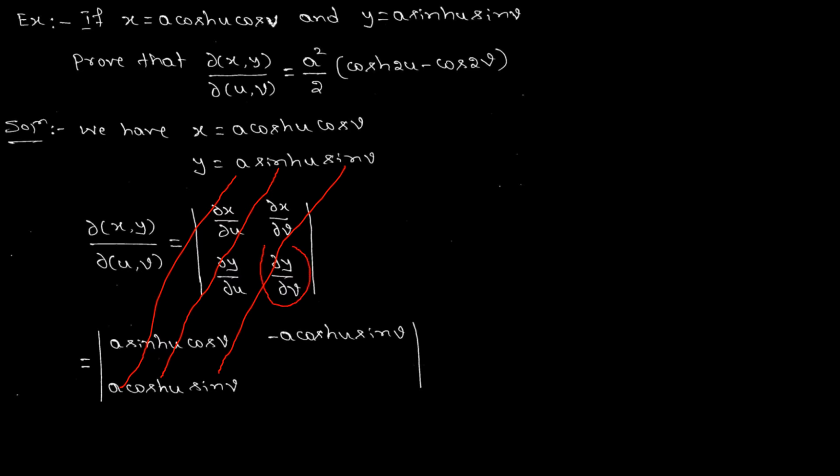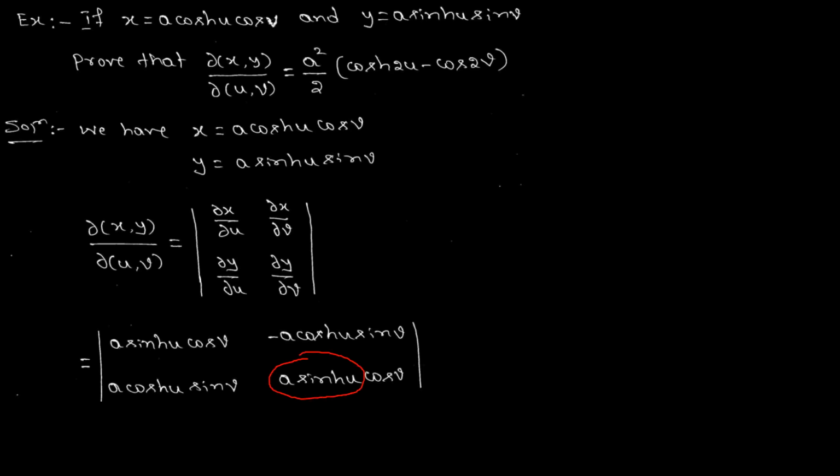Now we will differentiate y with respect to v partially. When we differentiate y with respect to v partially, a into sinh u will be taken as constant. Yes, we have taken a into sinh u as constant. Differentiation of sin v is cos v. So we have evaluated all the partial derivatives required in the determinant.